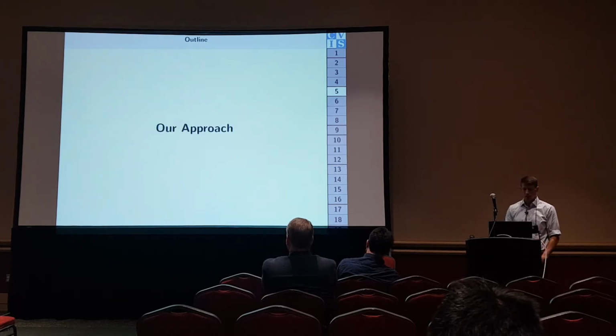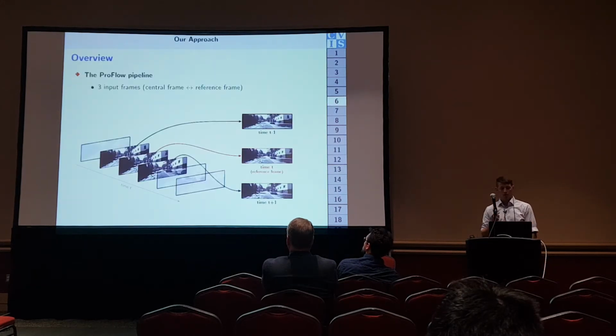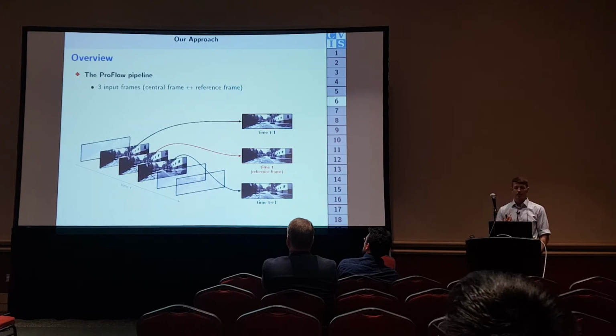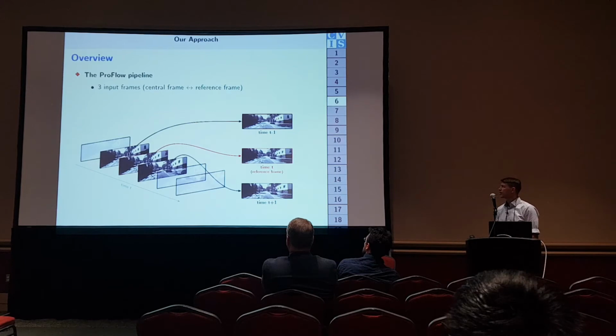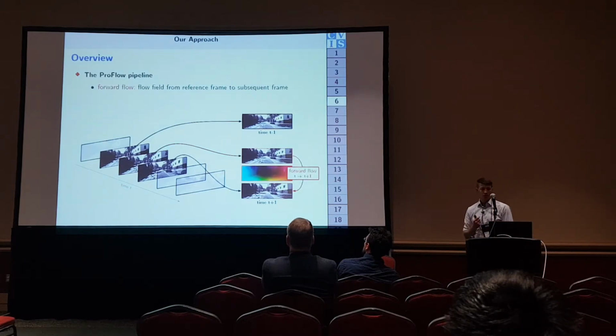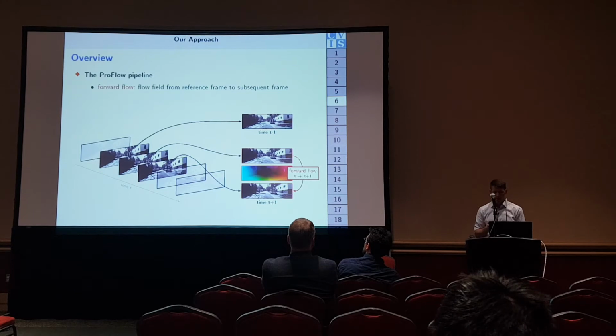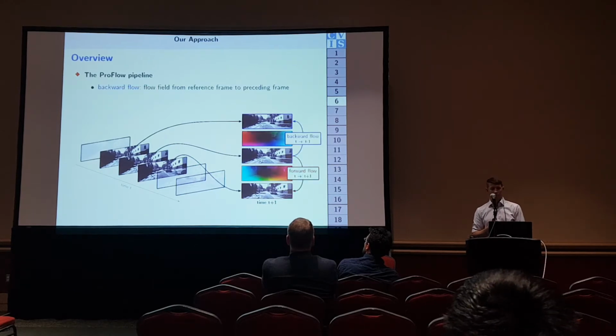Now, let's take a look at our approach. Our approach takes three input frames: a reference frame at time t, a preceding frame at time t-1, and a subsequent frame at time t+1. In the following, with the term forward flow, I will refer to the flow field from the reference frame to the subsequent frame, which is also the actual flow field we want to estimate.